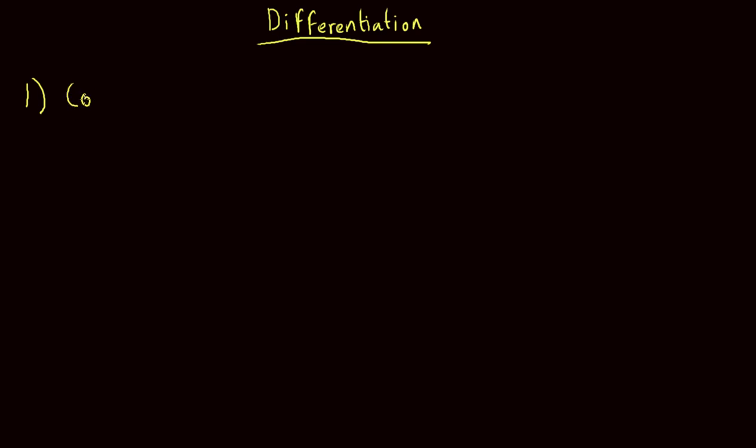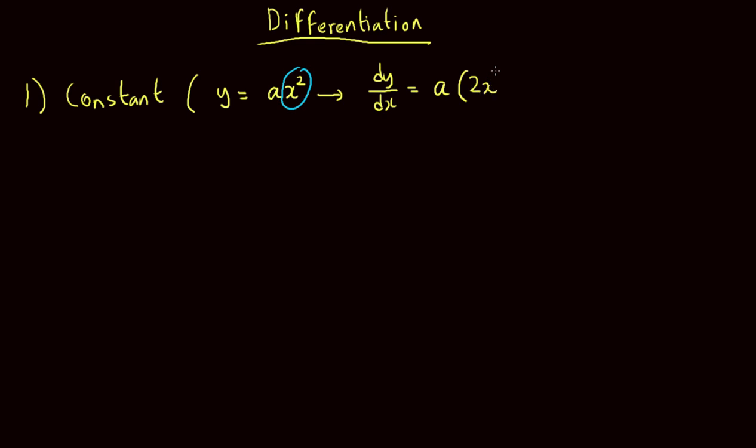So the constant rule states that let's say you have a function of y, y equals a x squared. How would you differentiate this function? When you take the derivative of y with respect to x, the constant will not be touched. It will remain as a, and then the x squared will be differentiated, and it would be 2x. So a times 2x would become 2ax. So that's basically the constant rule.